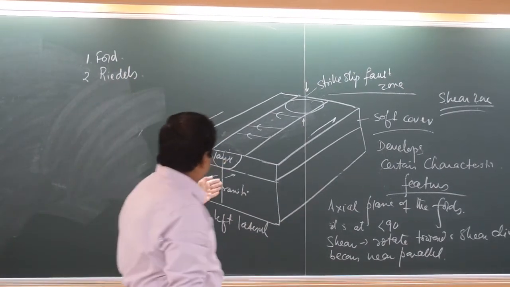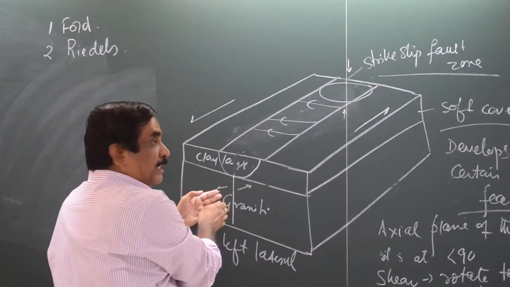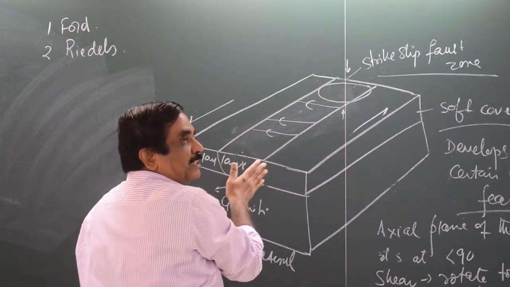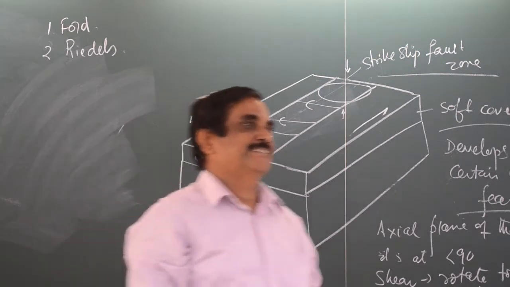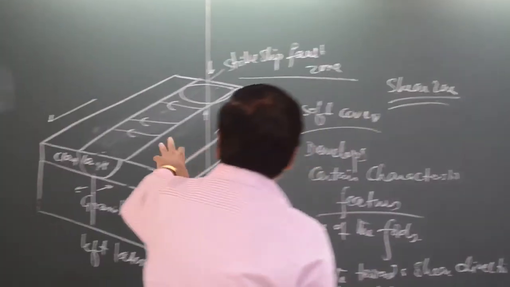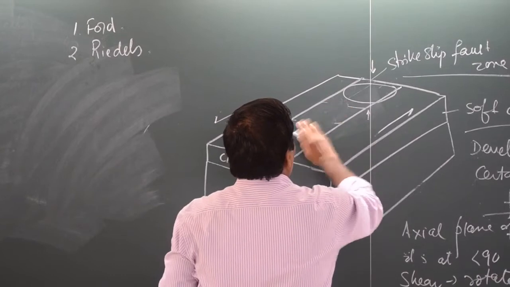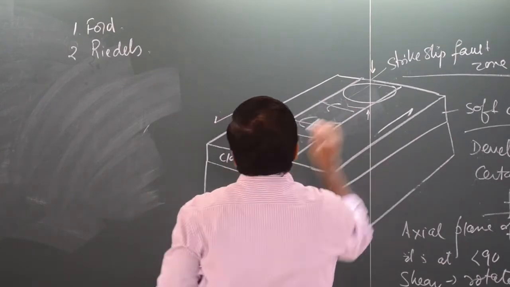Now you see below you have this strike slip fault. So this fault, you will not get a fault like this. Tabhi nahi milega. You will get these faults. Then these Riedels. What are the Riedels? I'll remove it, or let me draw another diagram so that things will be clear. Otherwise, it will be clumsy.